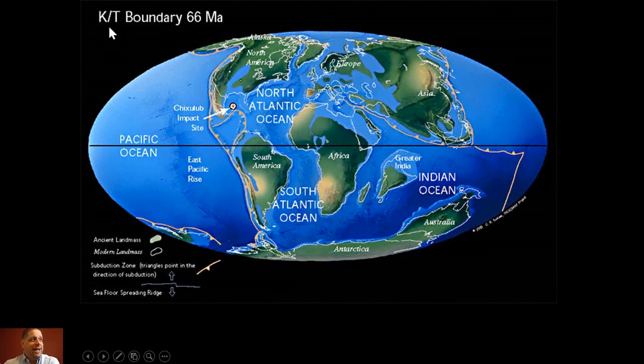Now we're at the KT boundary, or what now is called the KPG boundary, the end of the time of the dinosaurs, 66 million years ago. Here is why it's the end of the dinosaurs, the Chicxulub impact site, a meteorite impact that wiped out the dinosaurs. And so we have a pretty recognizable North America, but there's a gigantic seaway in the middle of it. We have a recognizable Africa. Europe is still a bunch of islands.